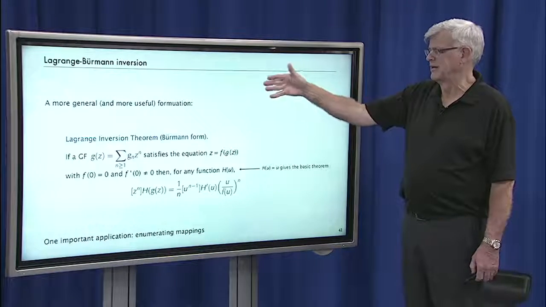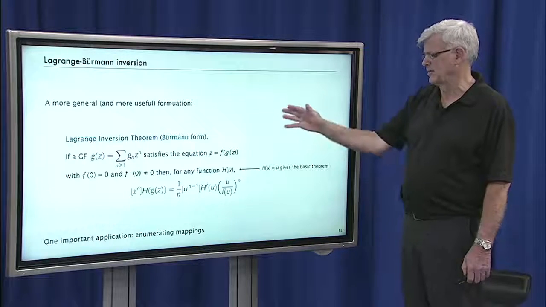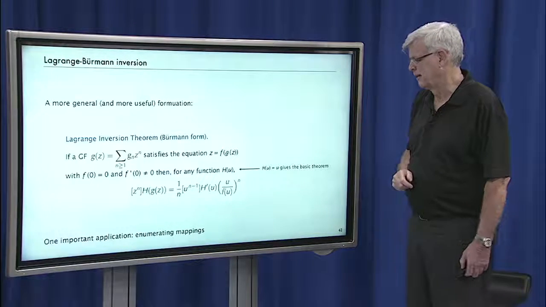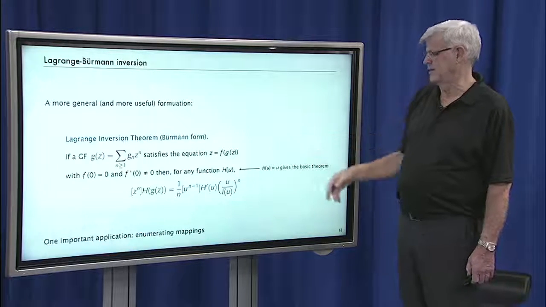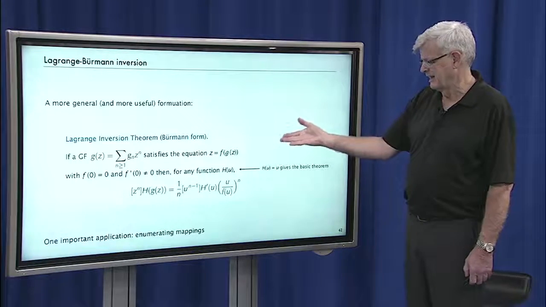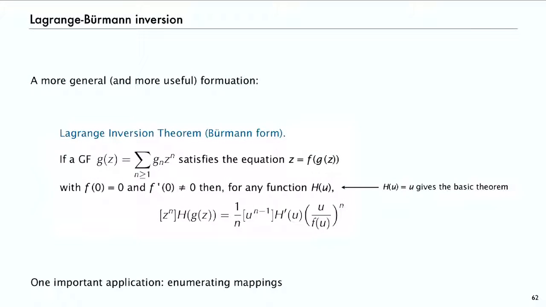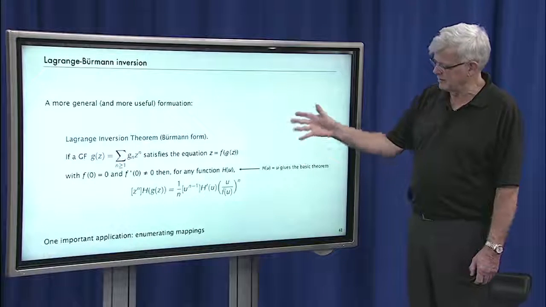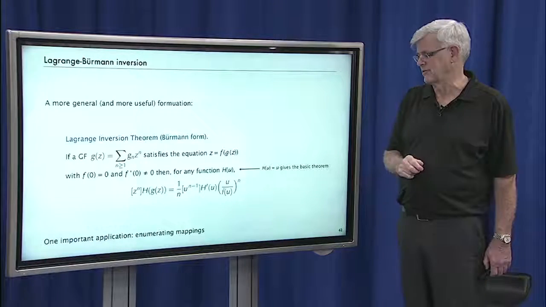In fact, we use a more general formulation called the Bürmann form of the Lagrange inversion theorem. That's if we've got another function, h of u, and we want the coefficient of h of g of z, then we put in h prime, and it's just generalizing the basic theorem from h of u equals u. So this is the form that we're really going to use for mappings. And again, this is a deep and wonderful theorem that I don't have time to do anything more than state for you so that you can understand how we extract coefficients.